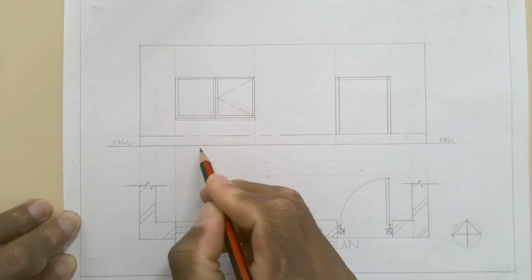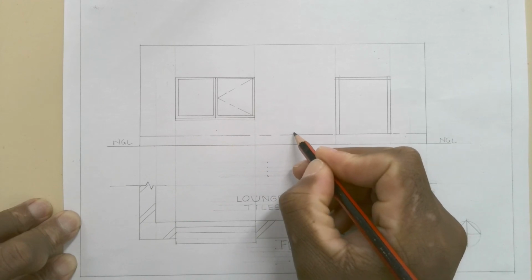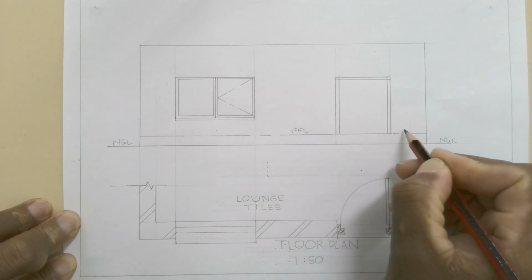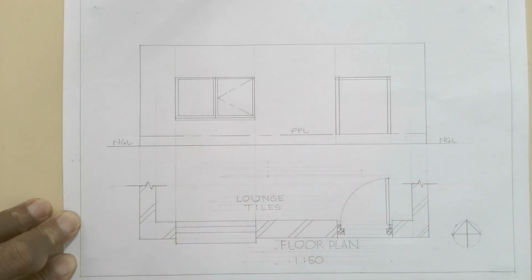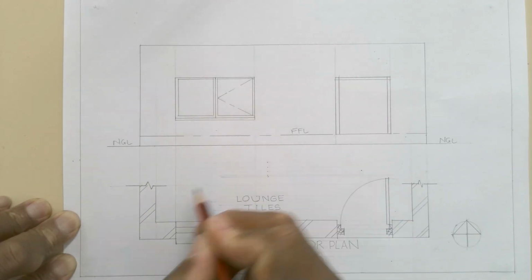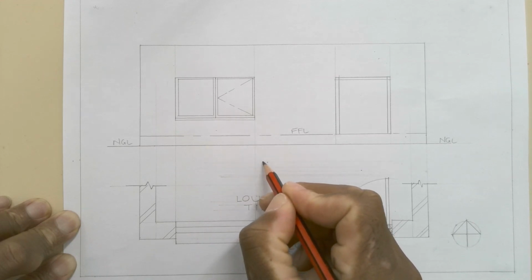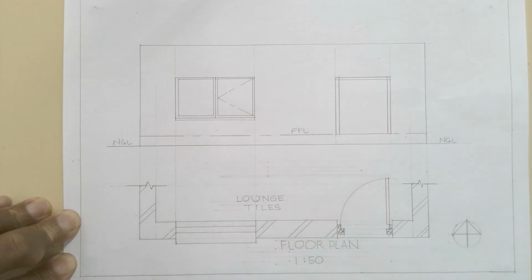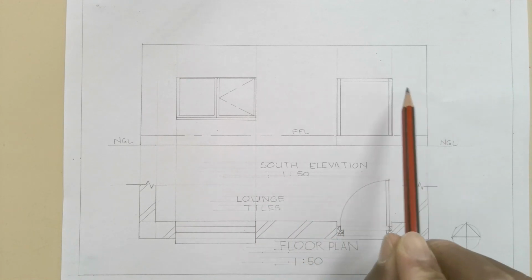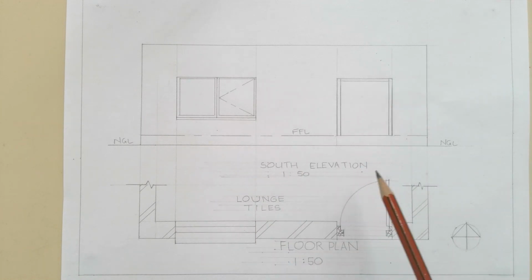What is this line here for? It's finished floor level. Remember, we can put it there, FFL, anywhere along the line that is acceptable. Now we need to label this view as what? South elevation. So I will label it as south elevation. So now we have labeled south elevation, and you've got the scale 1:50.